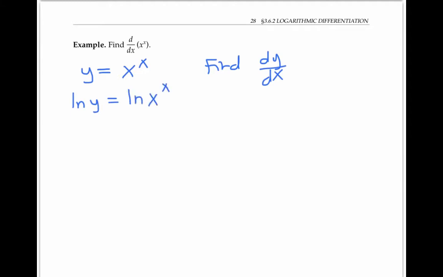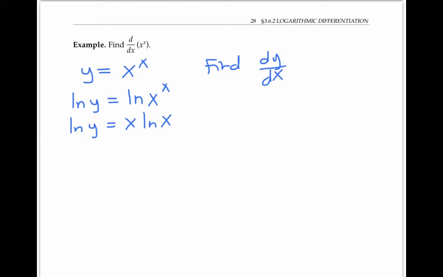To find the derivative of x to the x, I'm going to set y equal to x to the x. Now we want to find dy dx. Since we don't know how to compute dy dx directly, let's take the natural log of both sides. Taking the log is often a handy trick when you have a variable in the exponent that you don't know how to deal with, because the properties of logs allow us to bring that exponent down and multiply it.